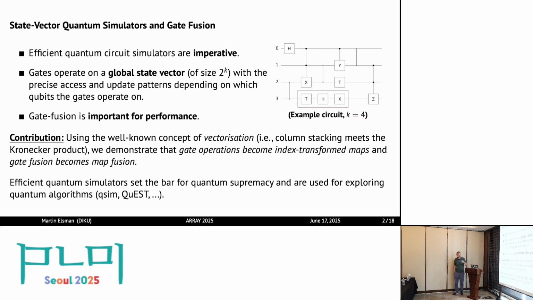Our contribution here is that we're going to use the well-known concept of vectorization. It's basically just the notion of column stacking, where there's a relation between this column stacking and the Kronecker product of two matrices. And then we'll demonstrate also that gate operations become index transformed maps, and then gate fusion becomes map fusion.